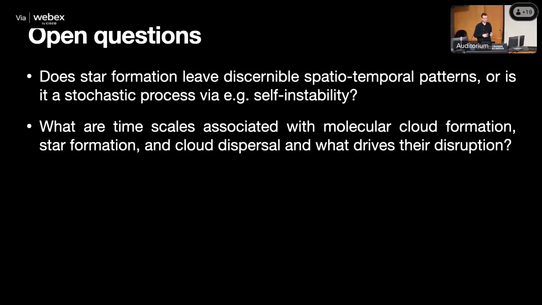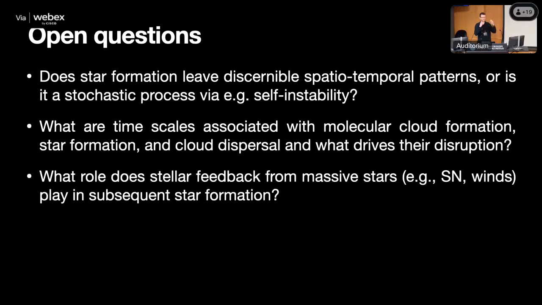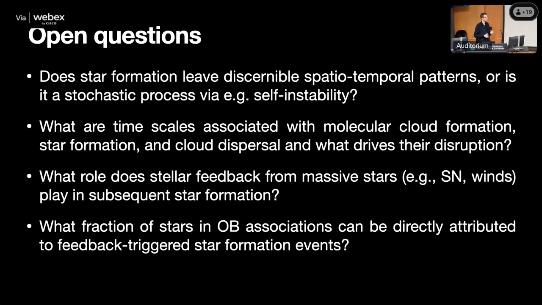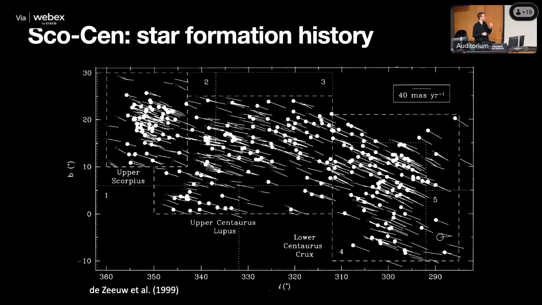This has been a little bit better constrained, I would say, but not by looking at OB associations. Another question is: what is the role of stellar feedback from massive stars in the subsequent formation of stars? And last but not least, can we quantify how many stars have been formed from feedback from massive stars? One very handy tool for answering these questions is having access to the star formation history, so basically painting in all of the ages and looking at the buildup of this association.